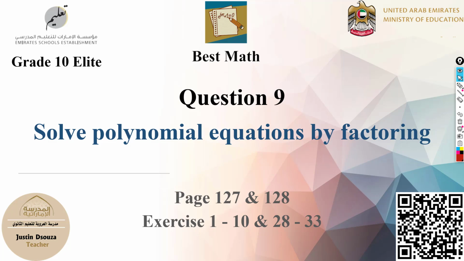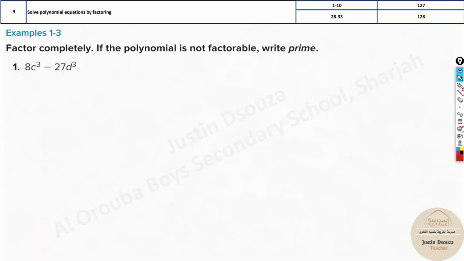Question 9 is to solve polynomial equations by factoring. Here you have problems like this. It is not the whole cube formula which we will be using over here. It is differences of cubes, or the sum of cubes. We will see that in a while, but over here you need to remember the a cube minus b cube formula or a cube plus b cube formula.